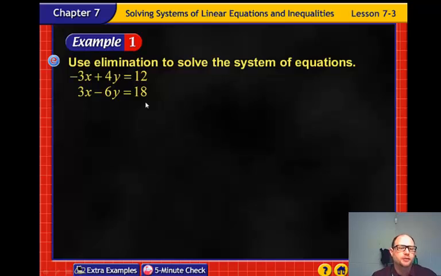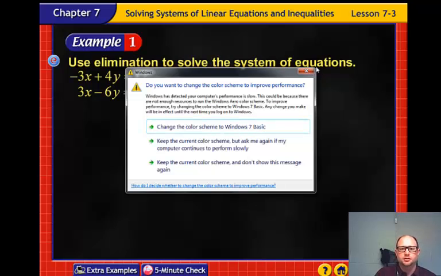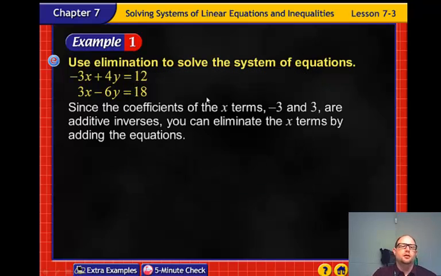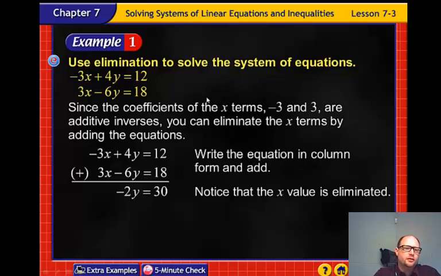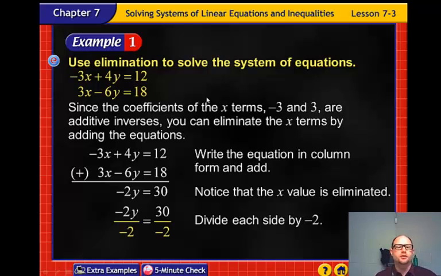So here we go. We've got an example here of using elimination to solve systems of equations. We've got negative 3x plus 4y equals 12, and we have 3x minus 6y equals 18. So since we have coefficients here on the x's that are the same but different signs, we can simply add these together to solve for one of the variables, canceling out the x's. When we do that, the x's cancel out, leaving us with negative 2y equals 30. We can now divide by negative 2, and we end up getting y is equal to negative 15.